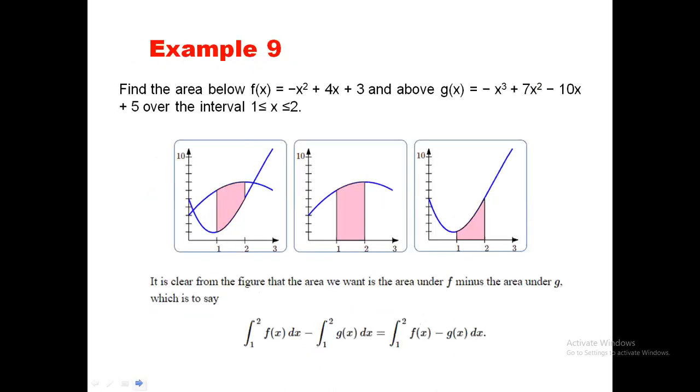Oh, I still have number 9. So find the area below f of x, where f of x is negative x squared plus 4x plus 3, and g of x is above, the area below f of x and above g of x over the interval 1 to 2. So these are the areas that we are to determine in the different scenarios. So better yet, class, just like what I have shown to you already, this is just for additional exercises. Draw just one vertical element here.